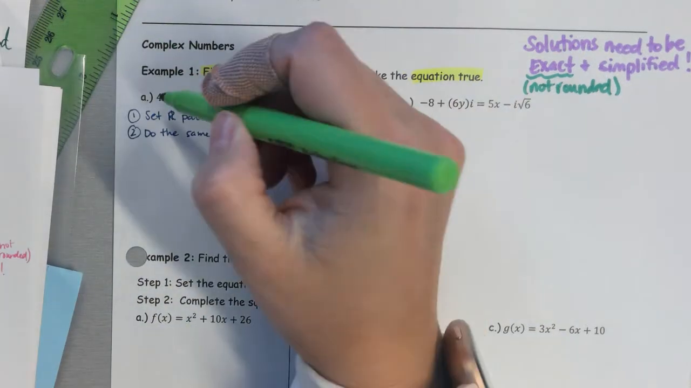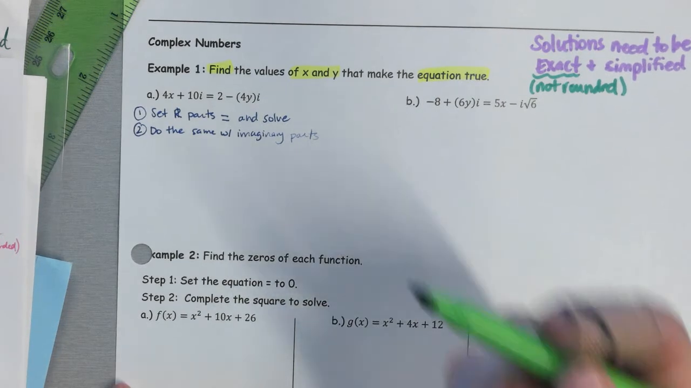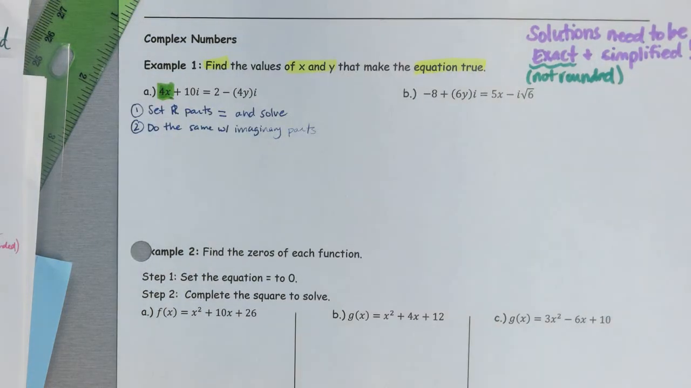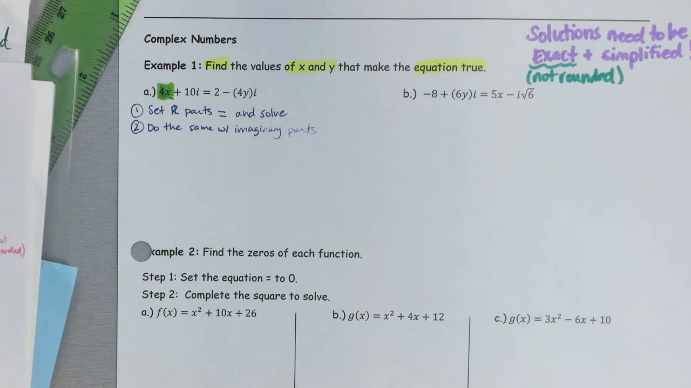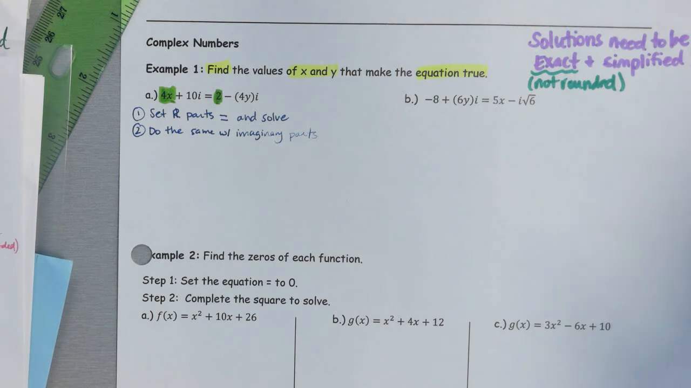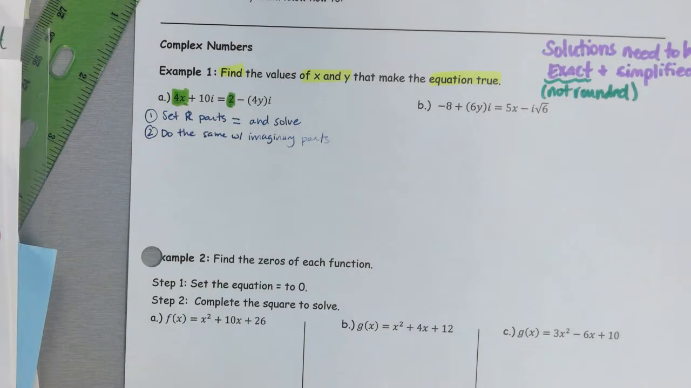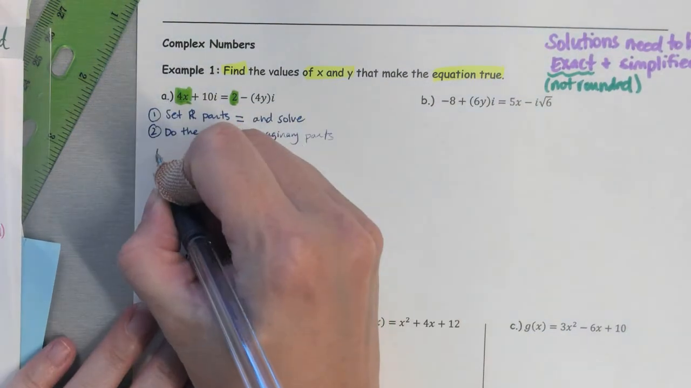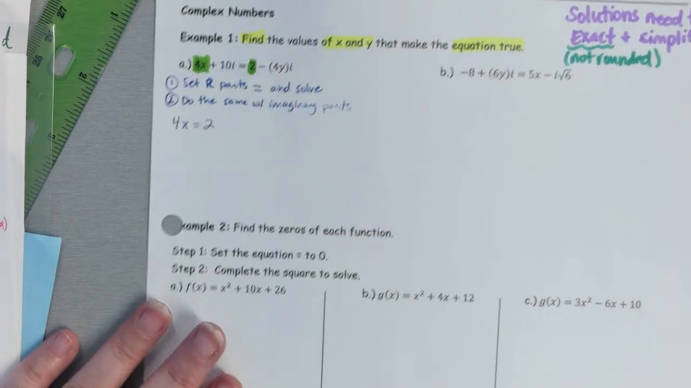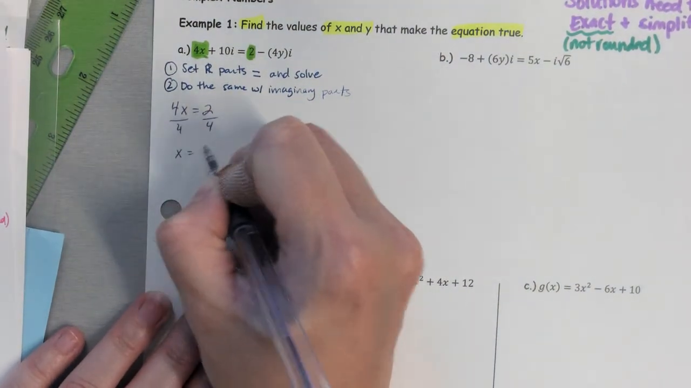Okay, so for A, the real parts are going to be anything that doesn't have an I in it. So it would be 4x on this side, and then on the right side, it's just going to be 2. When you're doing this, you do have to be careful. Sometimes there could be a number behind the I term, and that's a real part, so you would use that. So this is 4x equals 2. And then all you have to do is solve for x. So divide both sides by 4. X would be 1/2.